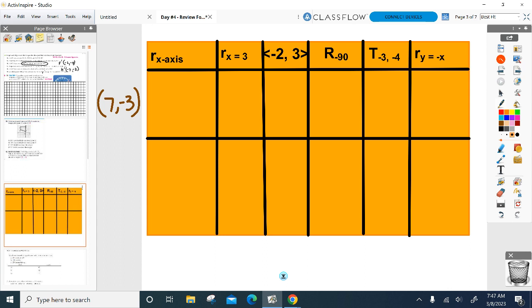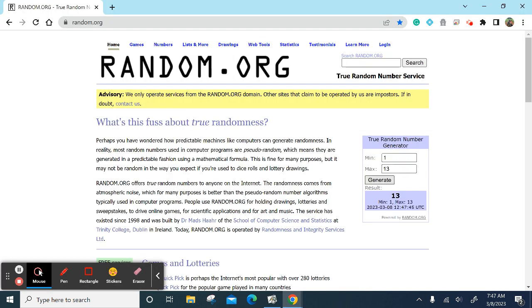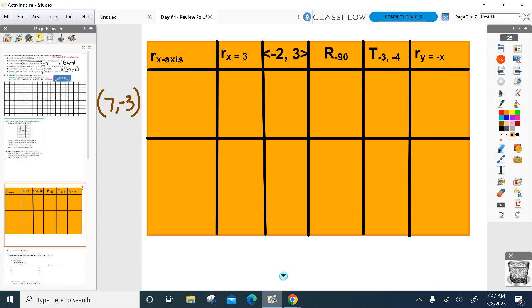First person I want. What's it asking me to do here? I can't help you with the symbols tomorrow. What am I asking you to do first? Okay, reflect over the X. Go ahead, everyone, however you want to do that. Reflect it over the X-axis, and then I'll ask somebody what my new point is.